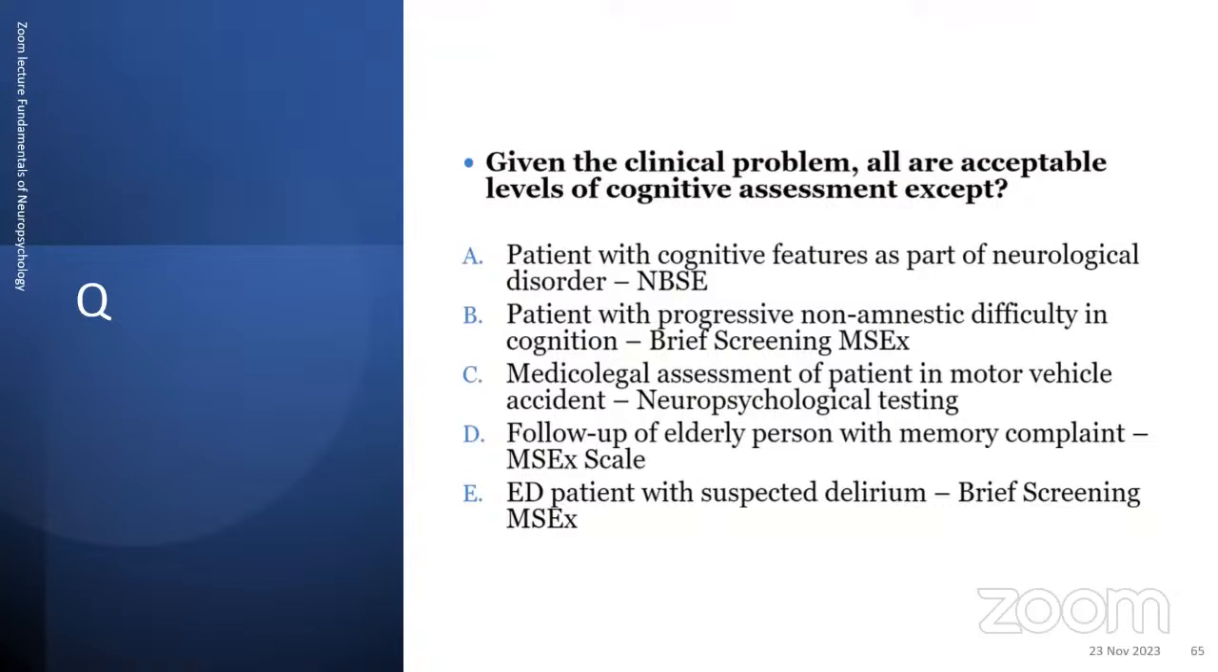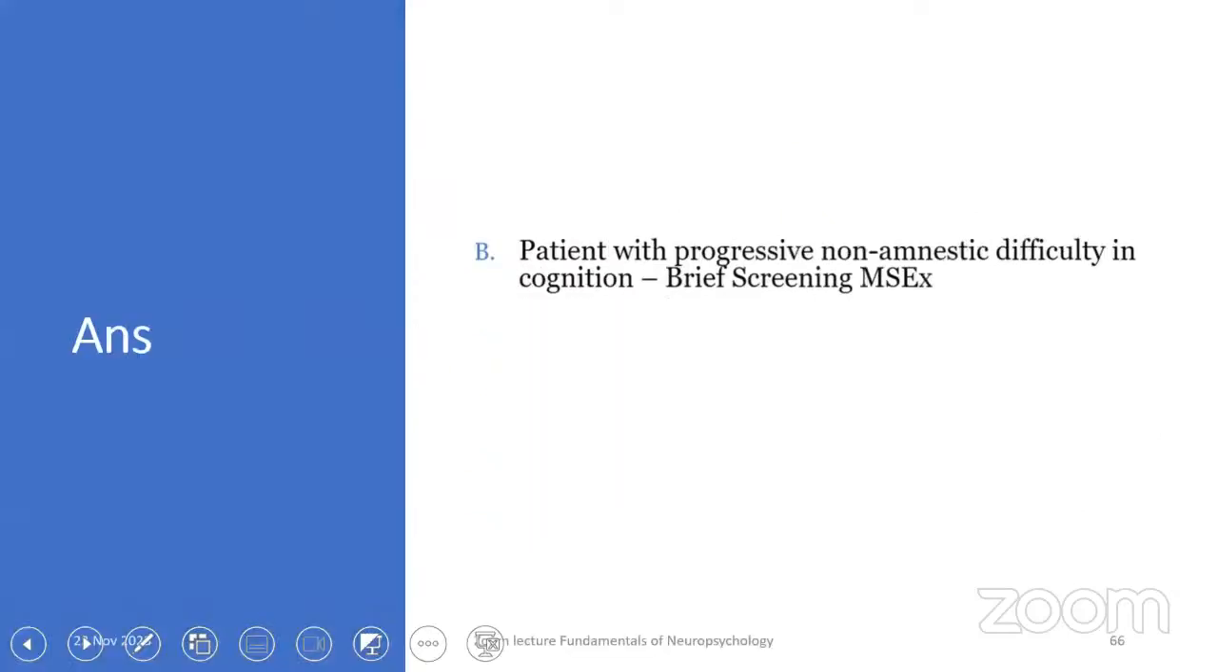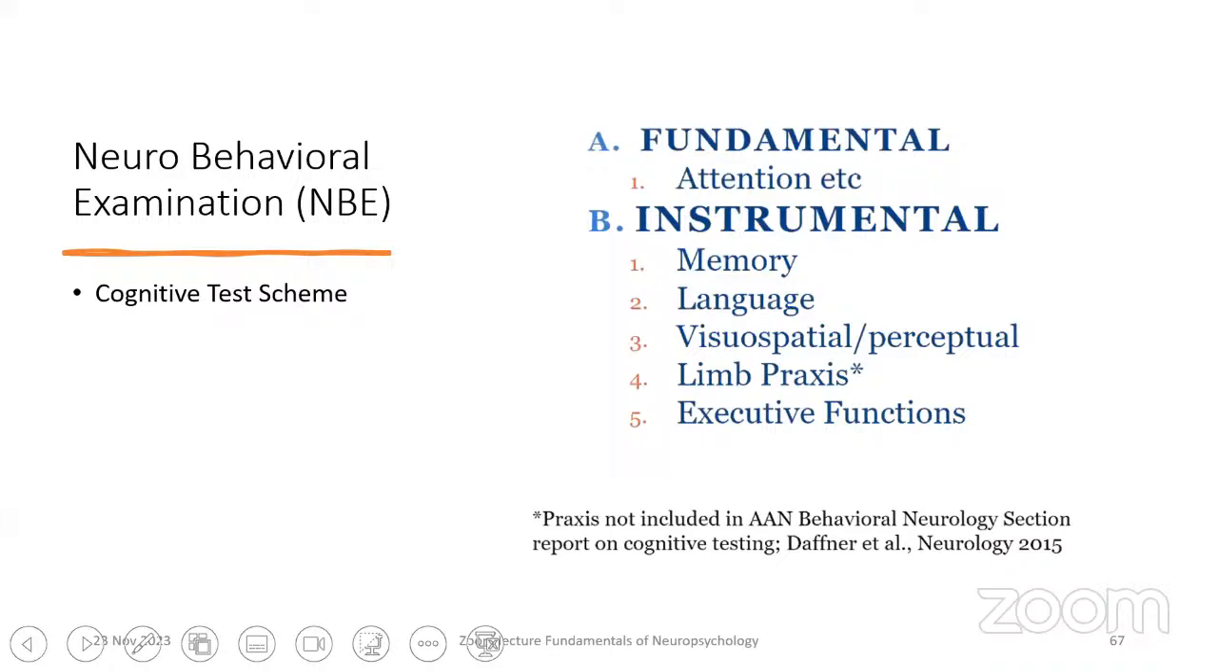So patients with cognitive features as part of a neurological disorder need a neurobehavioral status examination. Patients with progressive non-amnestic difficulty in cognition, brief mental status. What is important here is that patients with progressive non-amnestic difficulty in cognition cannot be satisfied only with a brief status. We have to do a detailed test.